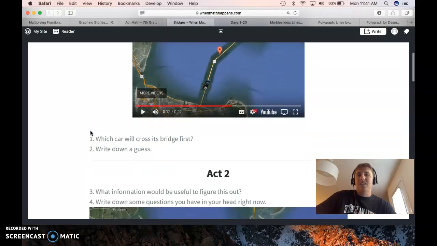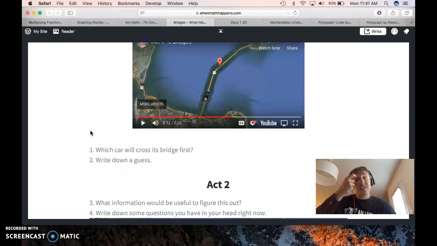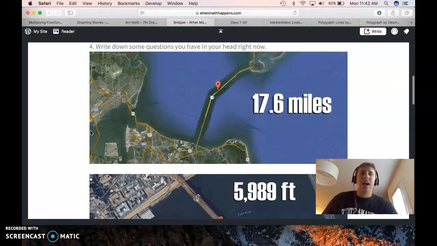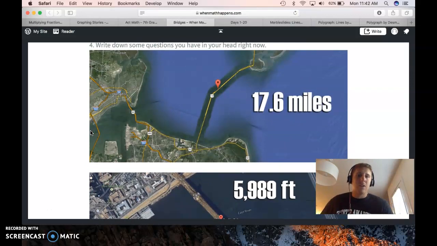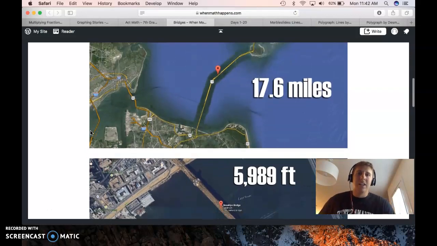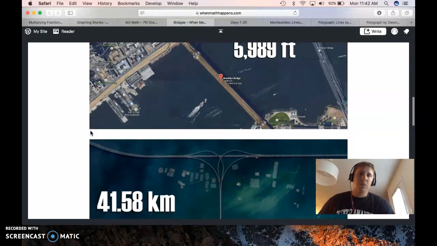And then it asks what information would be useful to figure this out. Write down some questions in your head right now. So it kind of gets them thinking, what's going to help us solve this problem? What information do we need, without actually giving it right away? And then hopefully they ask, well, how far are these bridges? How long are they? And then it tells them the distances of each bridge.